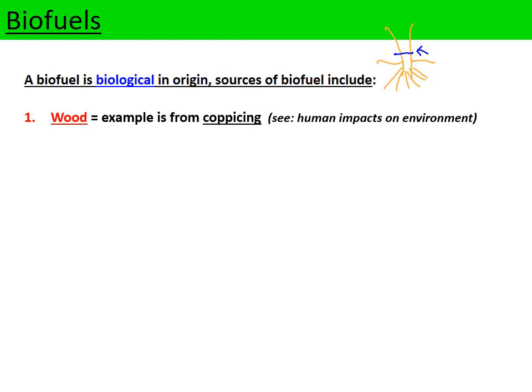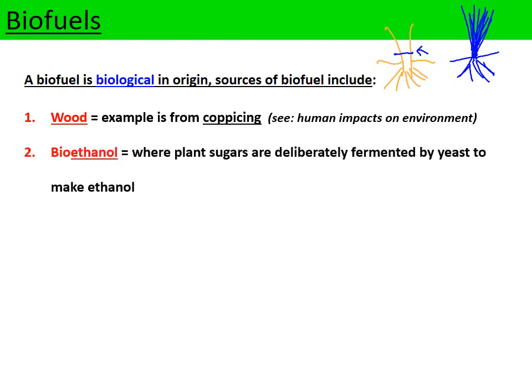The stump of the tree can then continue to grow. So after a short space of time, we've still got the root system in the soil, and then we get these kind of vertical stems that grow up from the stump of the tree that was left, and these can then be removed for wood as a biofuel. Bioethanol is another biofuel that is quite common these days.